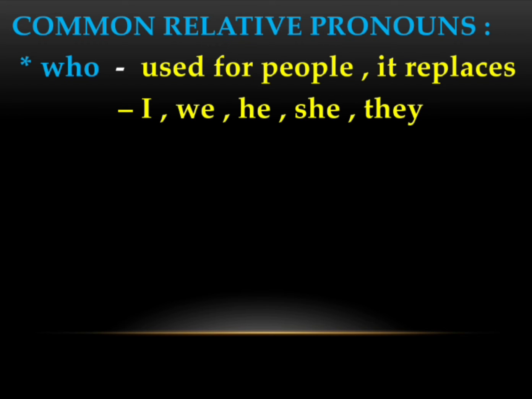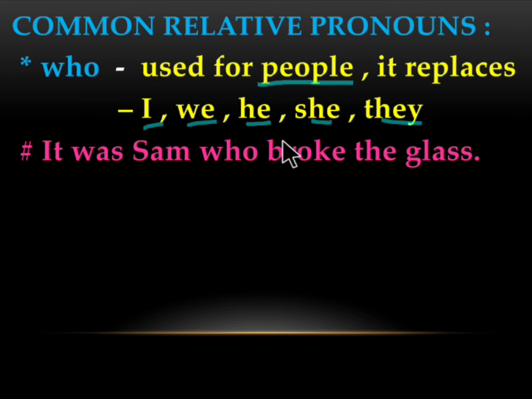Let us see some of the common relative pronouns and what they relate to or define. The first one is who. Who is used for people. It replaces the pronouns I, we, he, she, they. Now, it was Sam who broke the glass. Sam is the noun, and who is the relative pronoun. It describes the noun Sam.